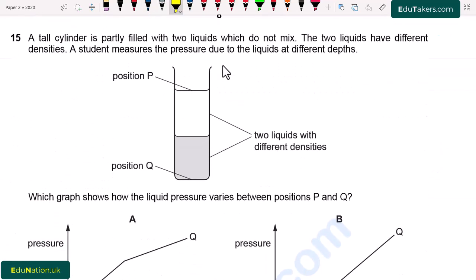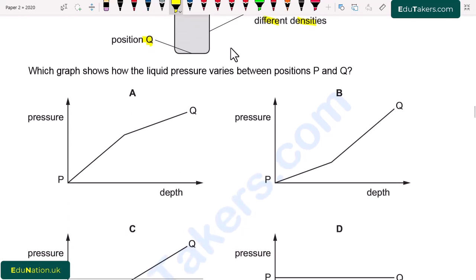Question number 15. A tall cylinder is partly filled with two liquids which do not mix. The two liquids have different densities. A student measures the pressure due to the liquids at different depths. So here are two liquids. Their positions are shown, P and Q. Two liquids with different densities. Which graph shows how the liquid pressure varies between position P and Q?